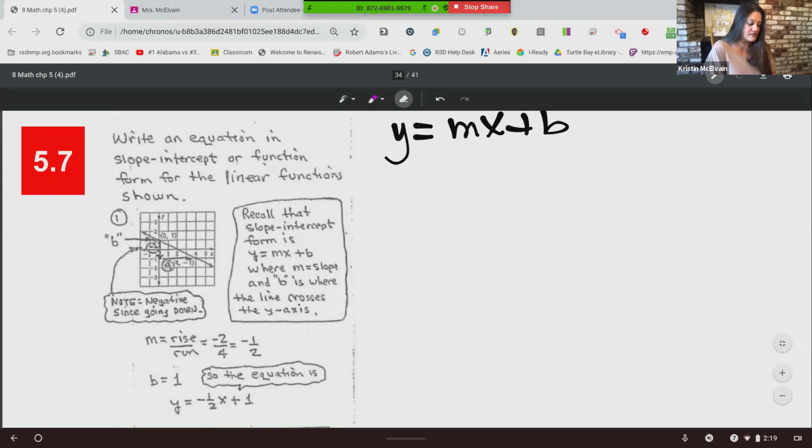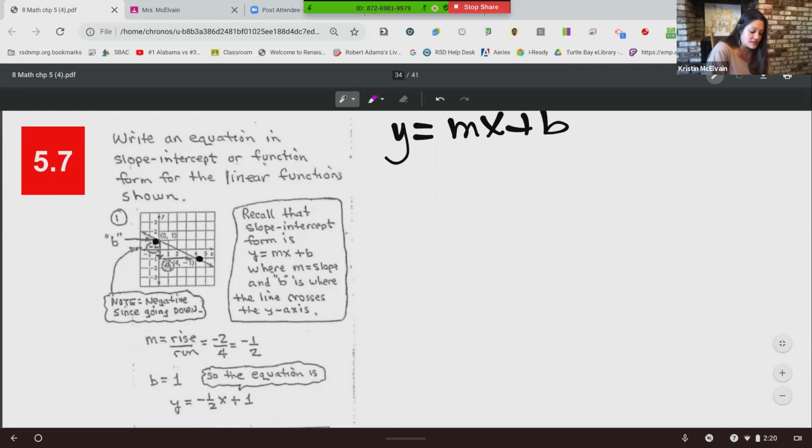All right, so for number 1, let's see. Oh, and all of these are kind of hard to see, but I think we're getting used to it on the paper, so hopefully you can see it on the video as well. So we have a point of 4, -1, and 0, 1. Okay, so what we're doing first is we are finding our slope.